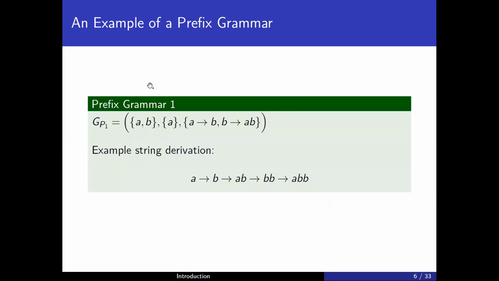Here we have a prefix grammar with A and B as the alphabet, A is the base string, and two rules, A goes to B and B goes to AB. To get strings in the prefix grammar, we start with a base string, in this case A, and we apply productions, and in this case we're ending with the string ABB.